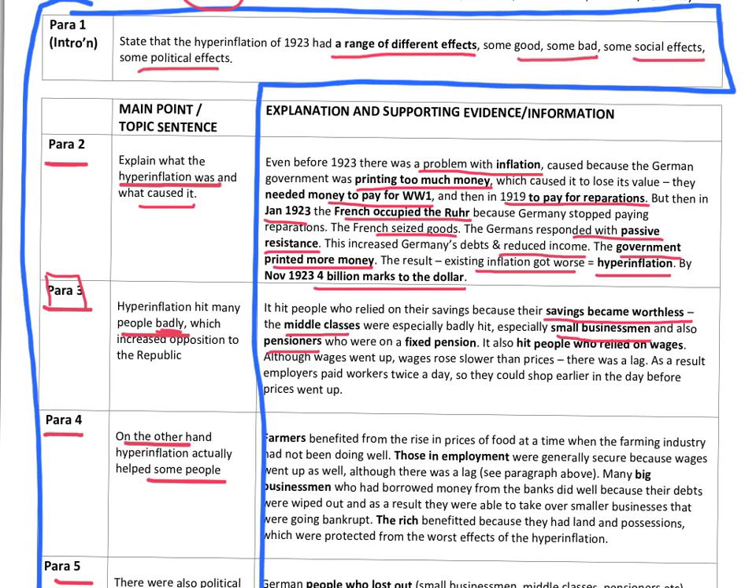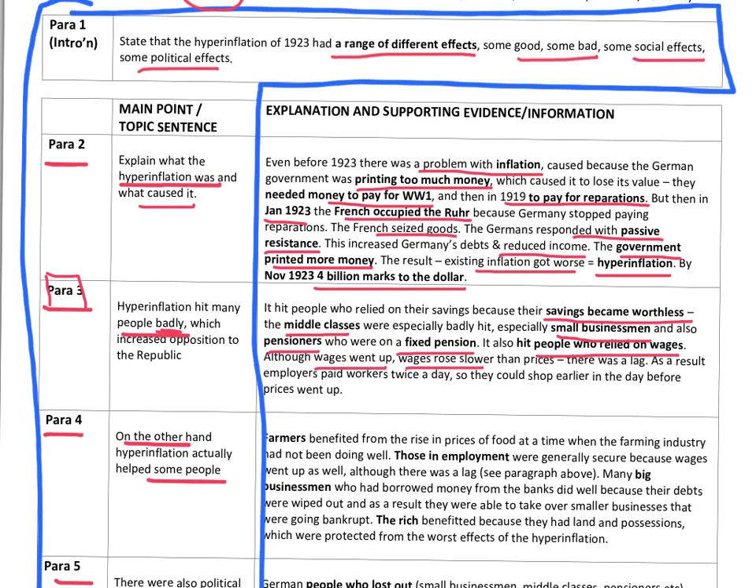People who basically had been saving up for a pension fund, particularly if it was a fixed pension, that pension fund lost its value overnight. So pensioners were particularly badly hit. People who relied on wages were also hit. Wages did go up. Okay, that's important to understand. But they rose slower than prices, so there was a lag.